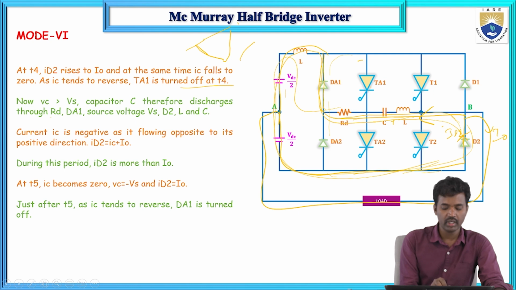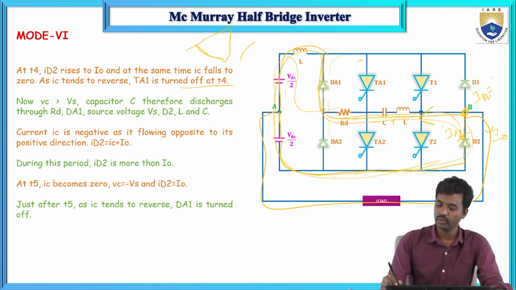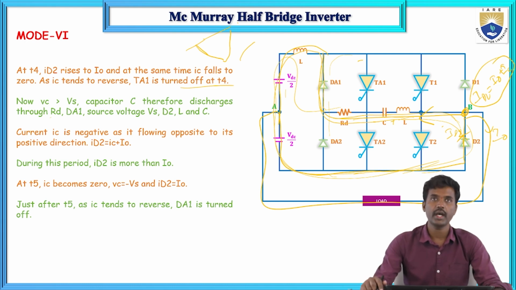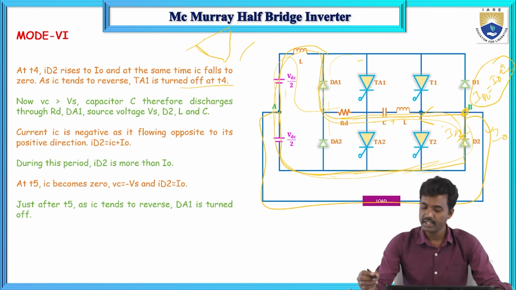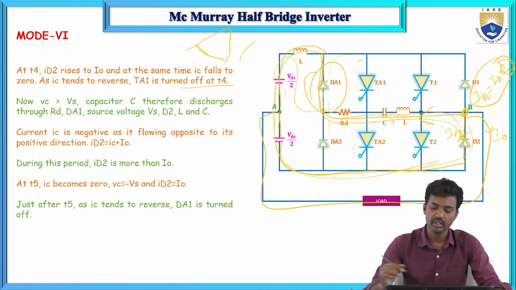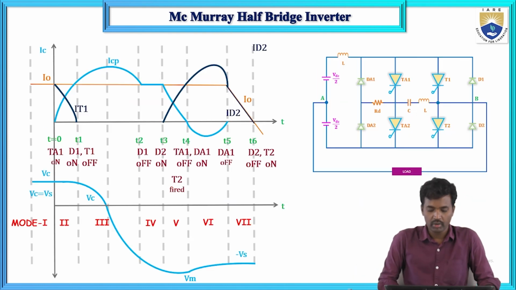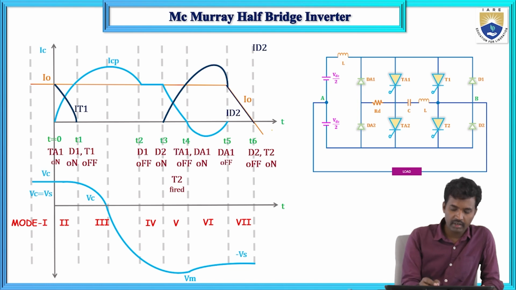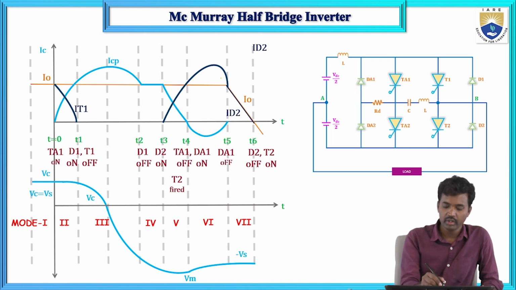As the negative current flows, applying KCL, ID2 equals I0 plus IC. When IC current becomes 0, ID2 current equals 0. In that case, the DA1 diode will be turned off. When it reaches the maximum value, this is in reverse.